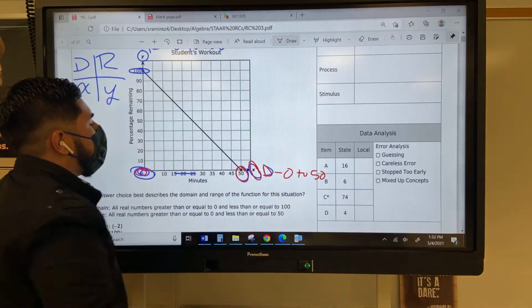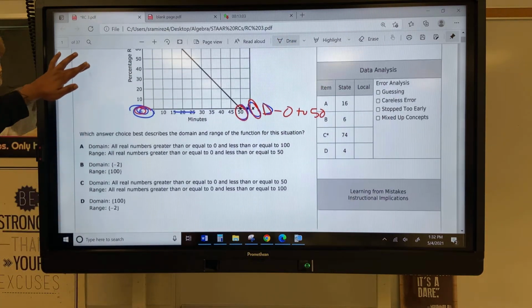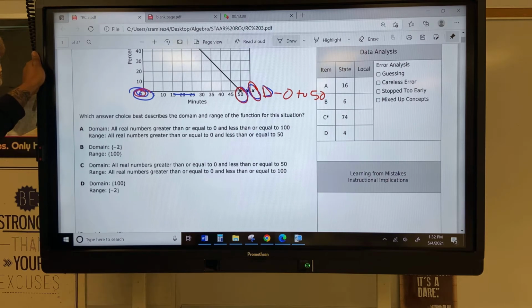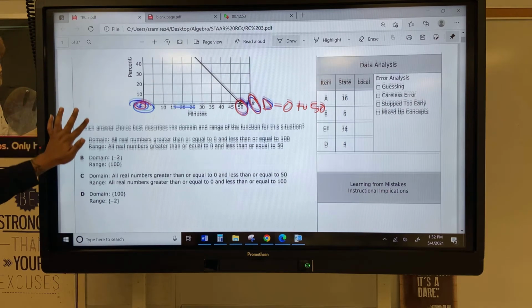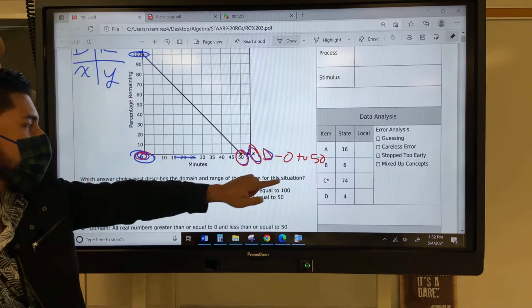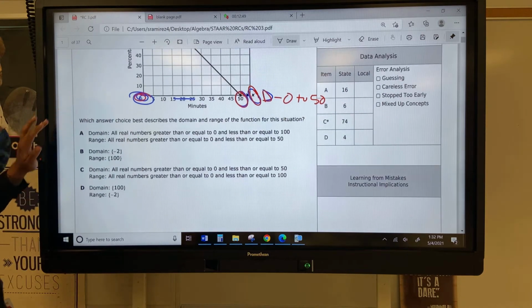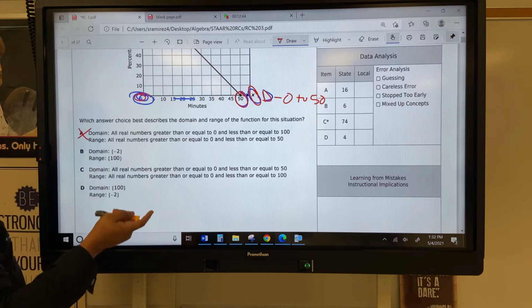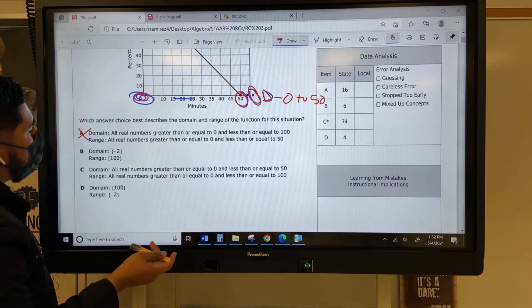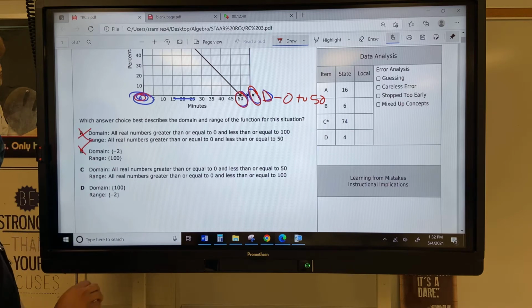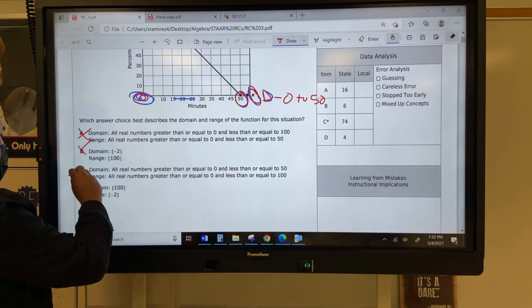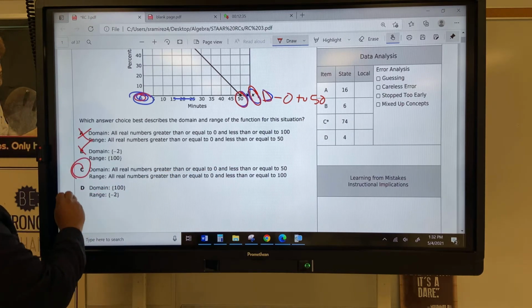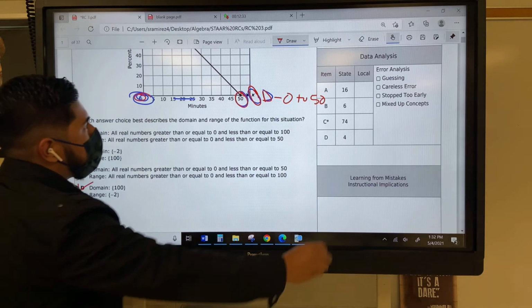And then we just look at the answer choices. Letter A, domain, all real numbers equal to 0 and less than 100. So that looks good, but is that for domain? No, domain we have 0 to 50, so we got to be careful right there. Can easily cross that out. Right here, -2. I don't know where the -2 is coming from. That's kind of weird. Nope. All real numbers from 0 to 50. That looks pretty good. Domain 100. That's not what I want. Process of elimination.